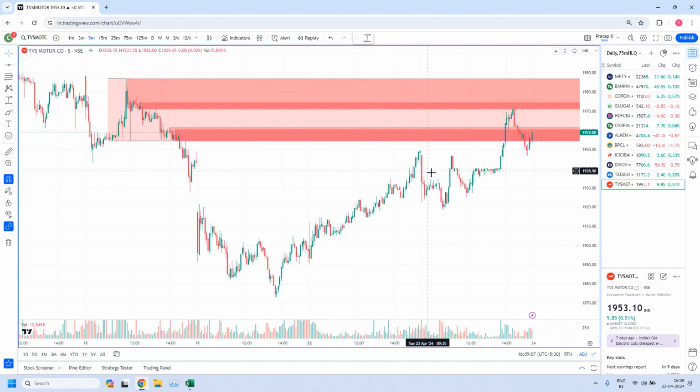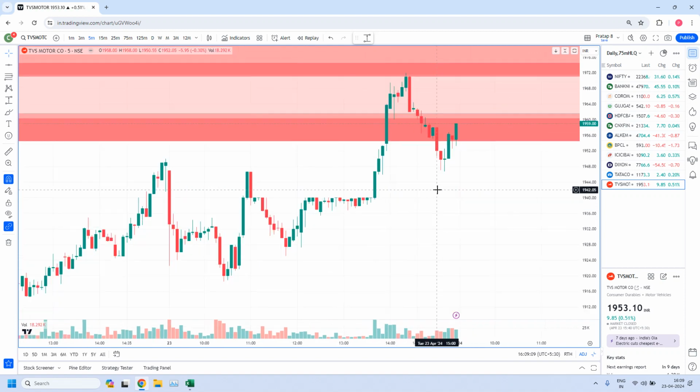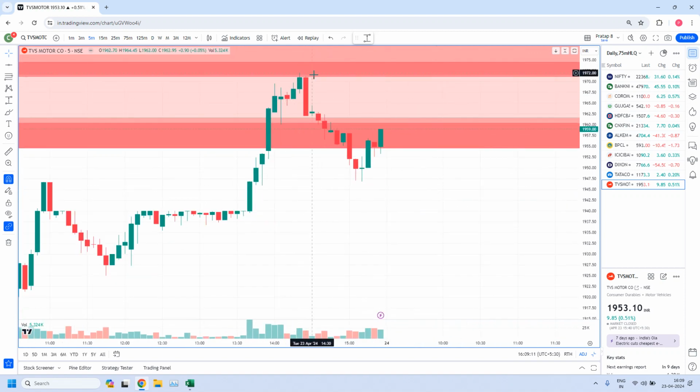So both these zones are tested. But the question is why this is not violated. It has to be violated, it is already tested. There is no rule that a tested zone should always be violated. Sometimes they may not be violated. Maybe one reason could be that institutions might have added a new order flow in this area. That could be the reason.